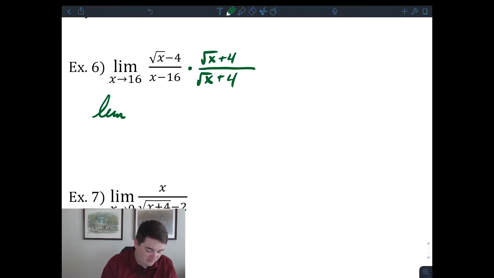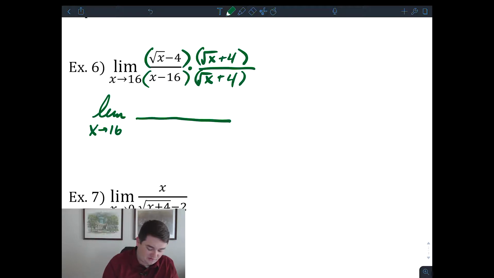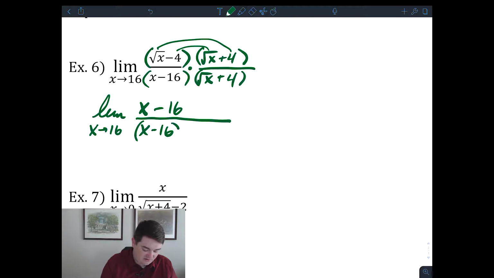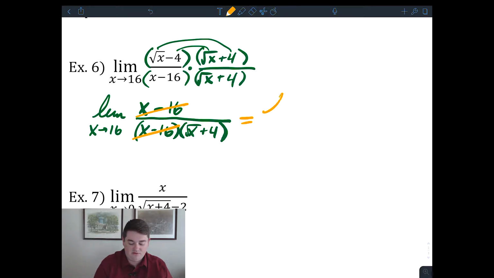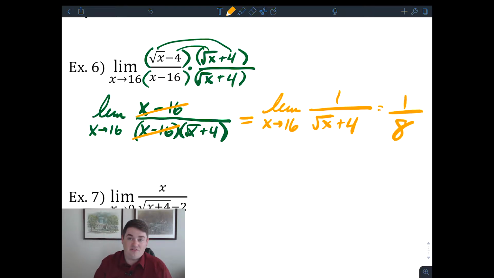This problem is going to become the limit as x approaches 16 of, we're going to FOIL this, so square root of x times square root of x is x, plus 4 square root of x minus 4 square root of x cancels out, minus 16, over (x minus 16) times (the square root of x plus 4). And here we see again, these terms cancel. So this limit is equal to the limit as x approaches 16 of 1 over the square root of x plus 4. And now direct substitution will work for me. 1 over 4 plus 4 is 1/8.